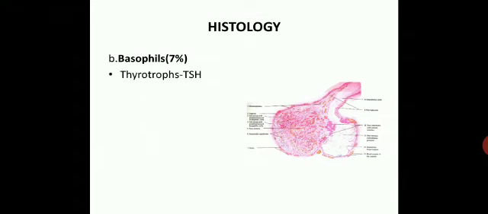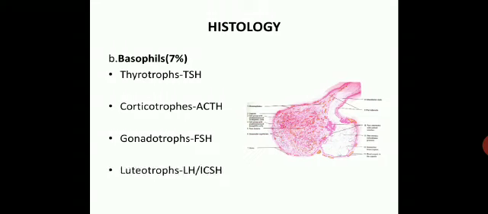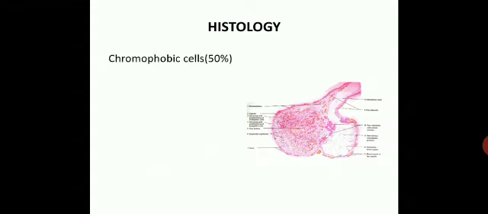It includes thyrotropes that secrete thyroid stimulating hormone. The corticotropes secrete adrenocorticotrophic hormone. The gonadotropes secrete follicle stimulating hormone, and the luteotropes secrete luteinizing hormone. The chromophobic cells also constitute about 50%. They represent the non-secretory phase of the other cell types or their precursors.